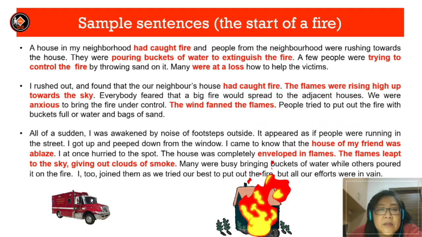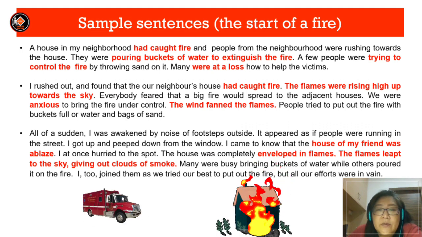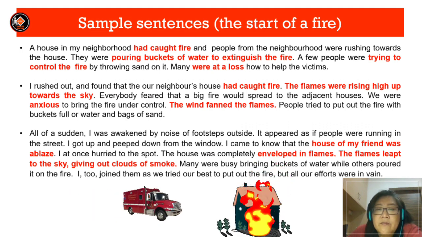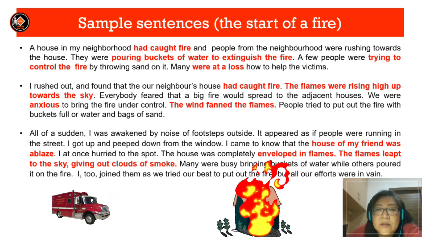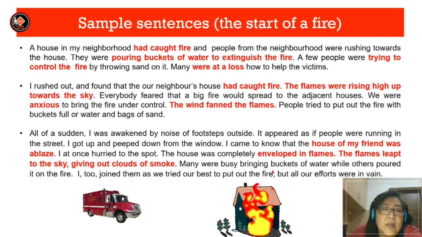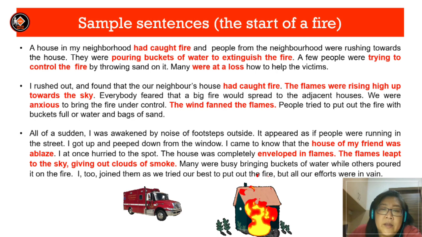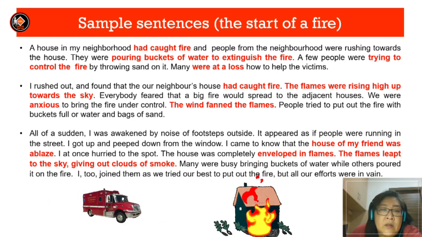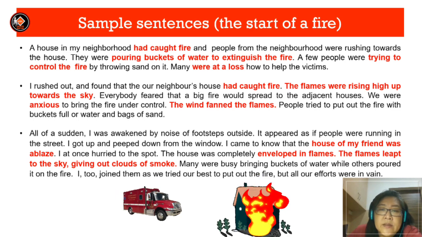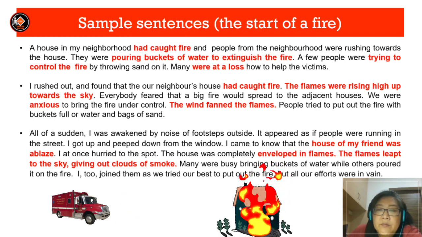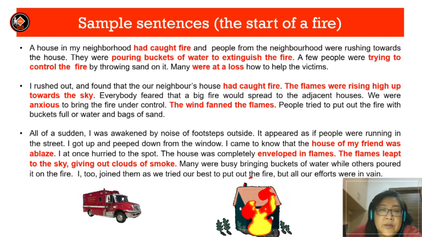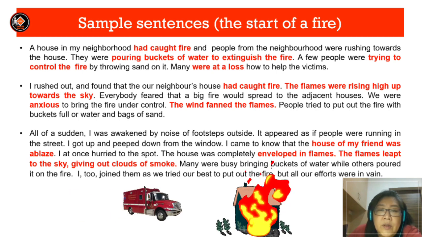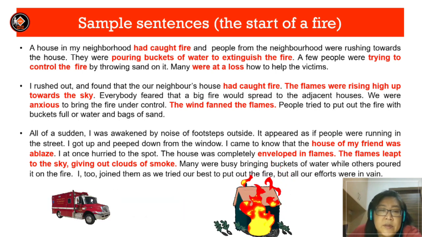Now let's look at some sample sentences for the introduction paragraph or how the fire started. You can write, a house in my neighborhood had caught fire and people from the neighborhood were rushing towards the house. They were pouring buckets of water to extinguish the fire. A few people were trying to control the fire by throwing sand on it. Many were at a loss how to help the victims.